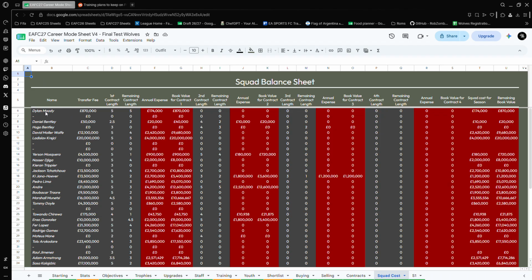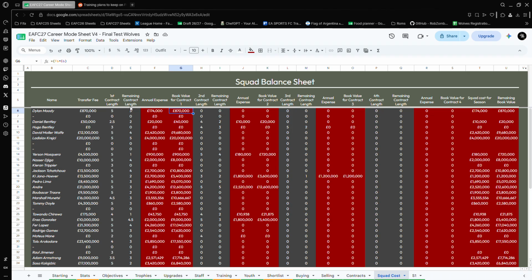So the top player, Dylan Moody, I've just signed. I signed him for $870,000 on a 5-year contract. So on the first section, it's going to break it down for me. The annual expense is $174,000 per season, and there's $870,000 left to pay because it's the first season of it.